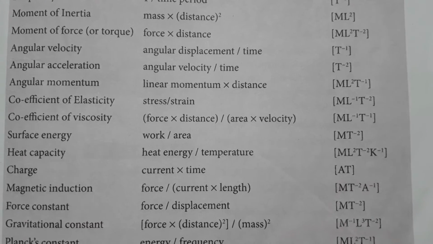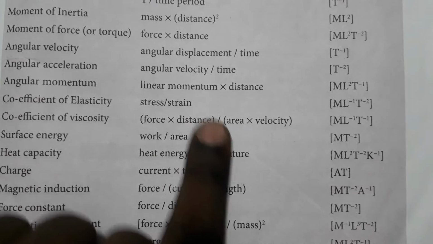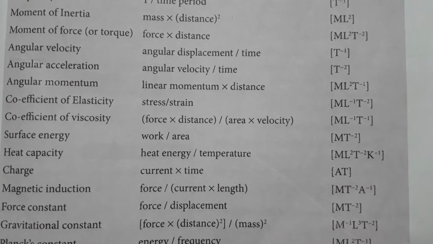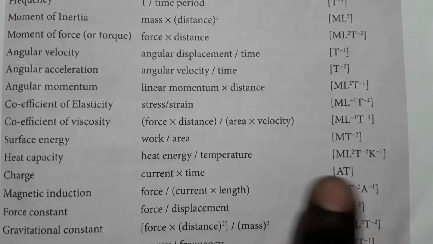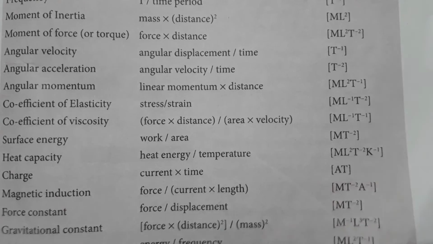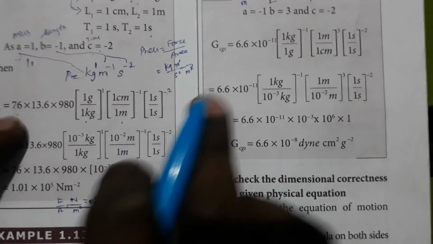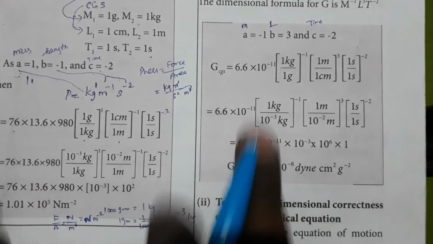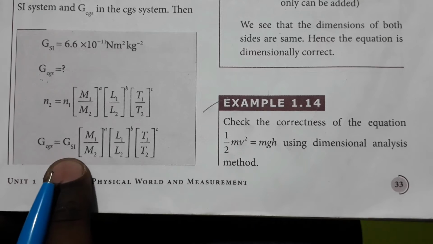In the examination we may not have time to derive each and every unit. The derivation is one part, but it is better to remember or memorize these units so that we don't waste time on this. Now we know that CGS, GCGS is equal to GSI.